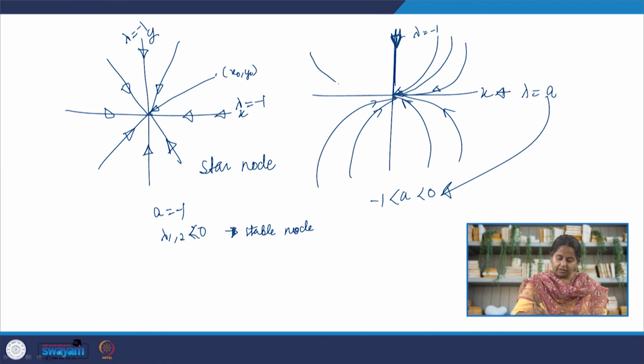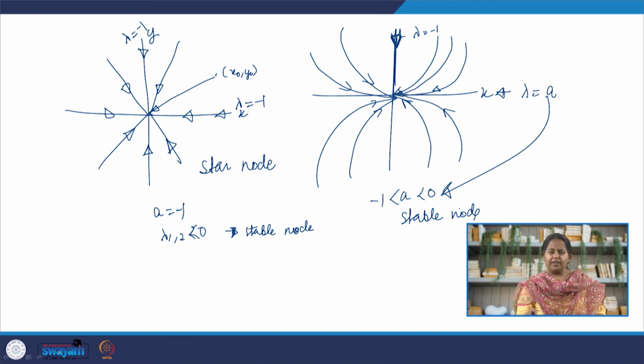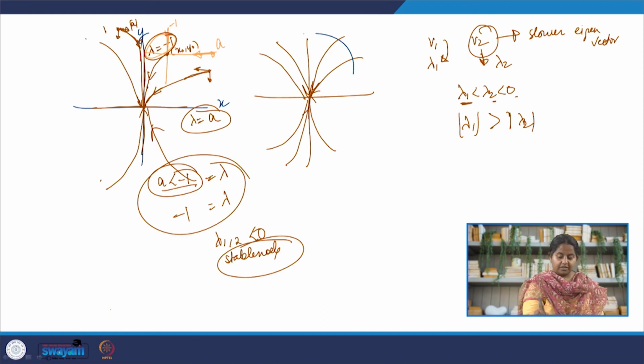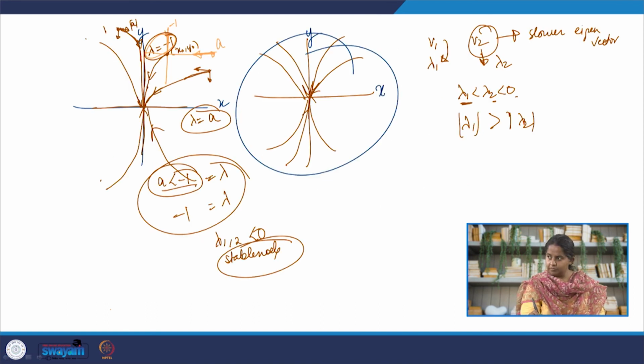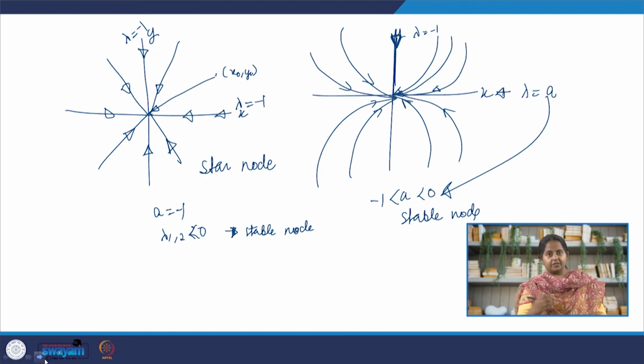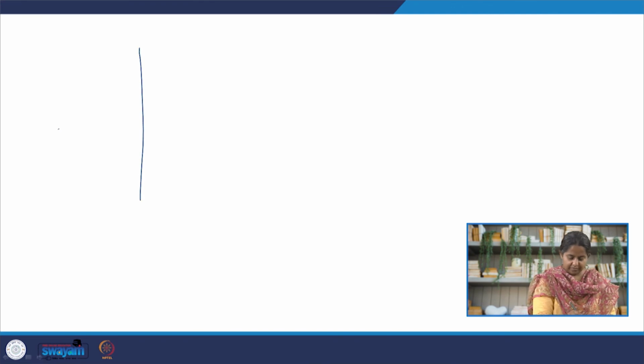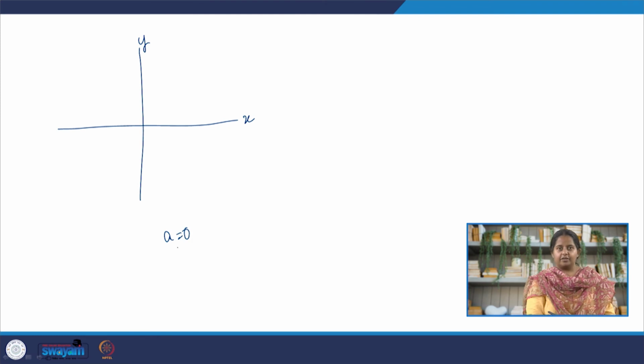Again, we are dealing with a stable node, but it looks very different from this stable node. Okay, now let us change the value of A further. Let us make A equal to 0. So, now A is equal to 0. The eigenvalue corresponding to movement in the x direction is 0. The eigenvalue corresponding to movement in the y direction is still -1.